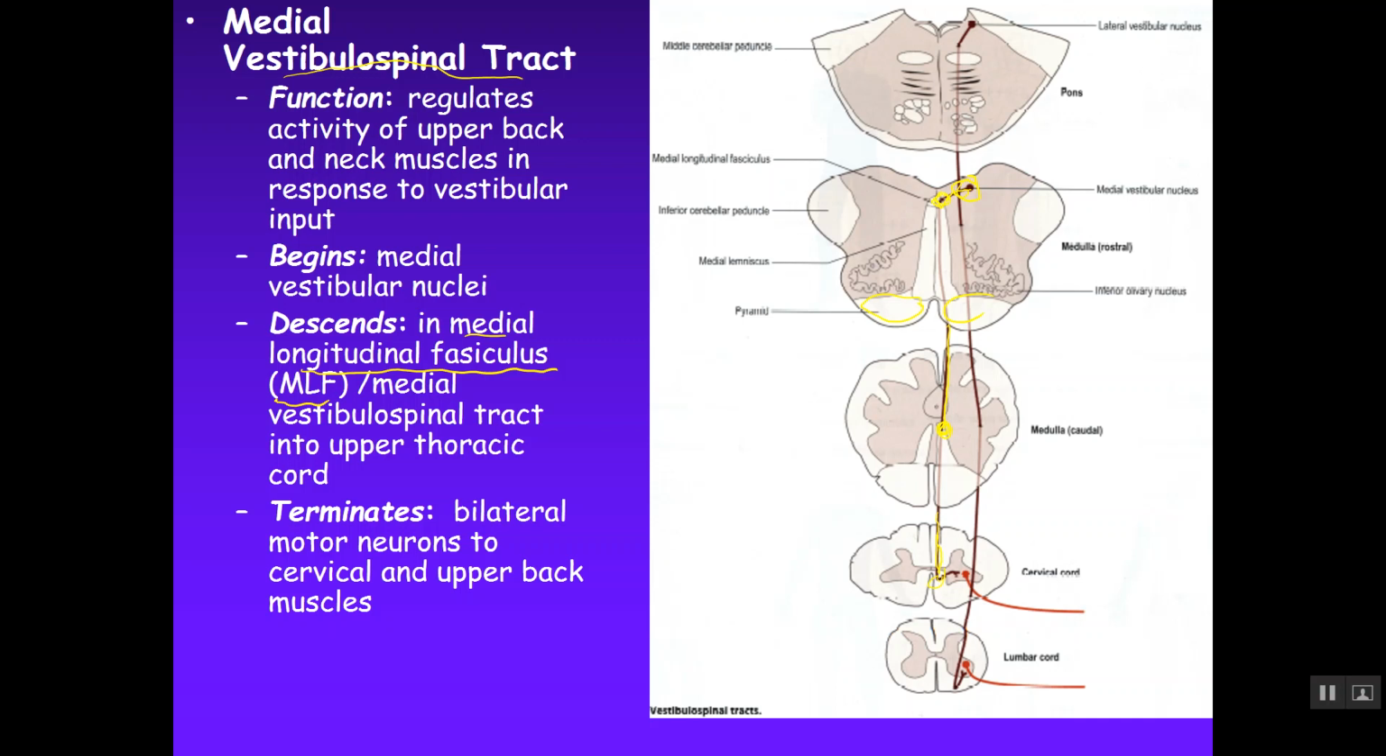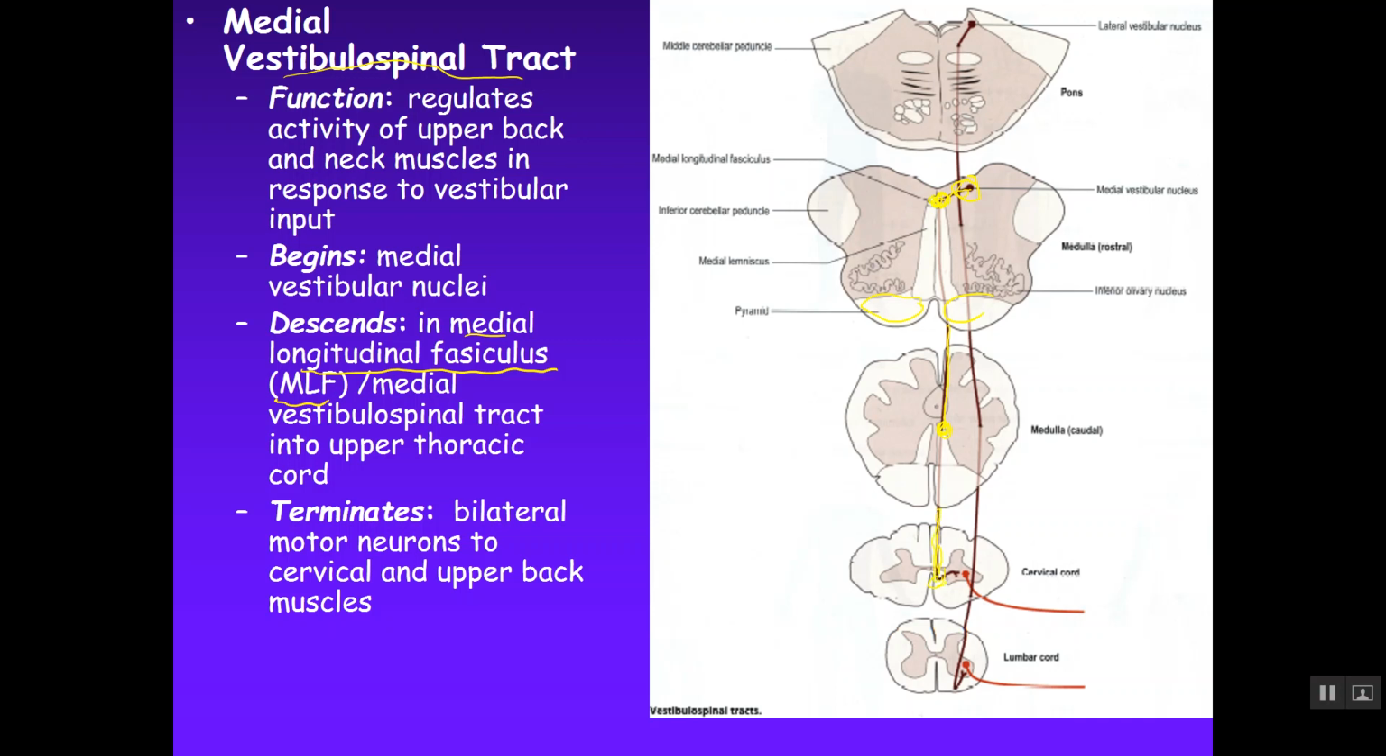You'll notice that that medial longitudinal fasciculus sits right on the tip. This is your medial lemniscus. They like to make this stuff hard. So that medial longitudinal fasciculus sits right on the tip of the medial lemniscus. The medial lemniscus is sensory, but this is a motor tract, the medial longitudinal fasciculus. I just don't want you to get those confused. But they're really close to each other. Here's the medial longitudinal fasciculus sitting right on the tips of the medial lemniscus.